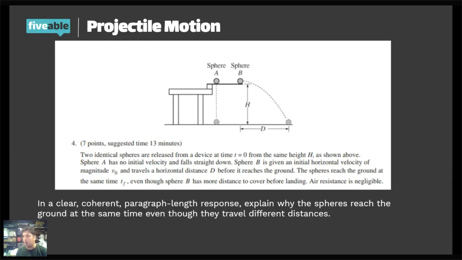So why don't you guys take a few minutes, think about how you would frame your argument for why these two objects hit the ground at the same time. And then I'll show you a sample student response that AP put out that got full credit for this portion. So take a couple minutes and think about it. And if you want to throw up ideas in the chat, some things that are important to note here, that'd be wonderful.